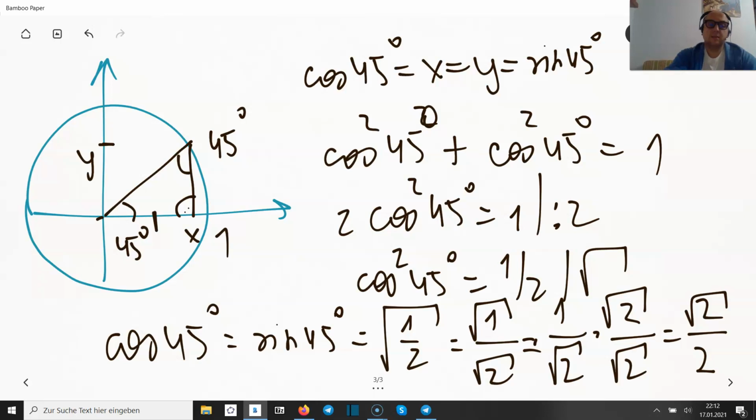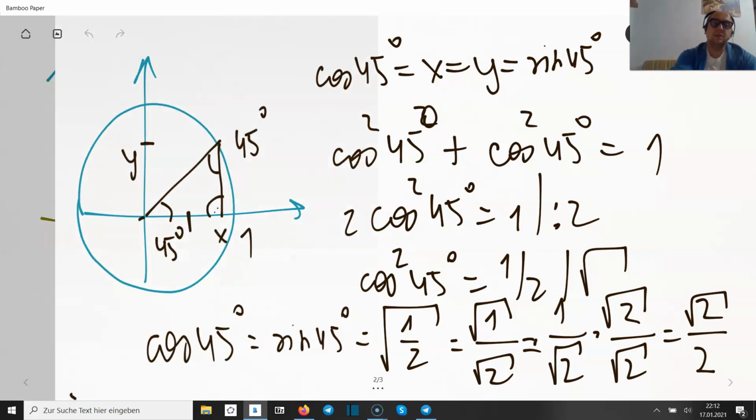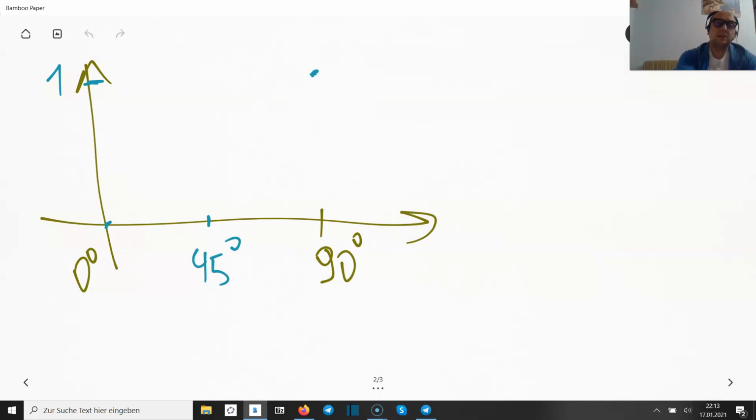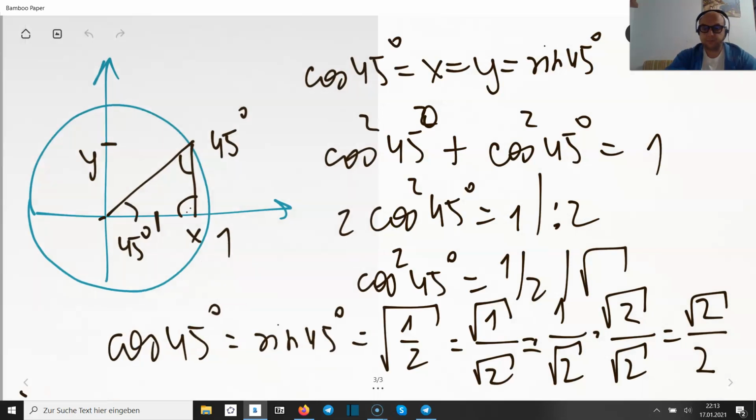All right, so it's approximately 0.7, it's not 0.5. That means we're slightly higher than the middle, so we're somewhere here. Let's say 0.5 would be here, and this is 0.7 or something. All right, let's move on.